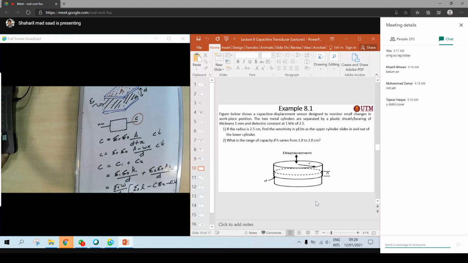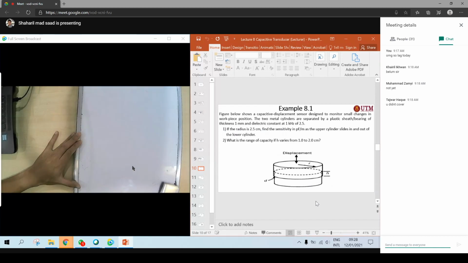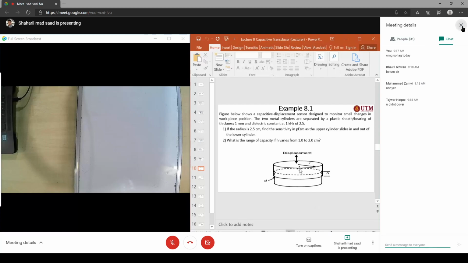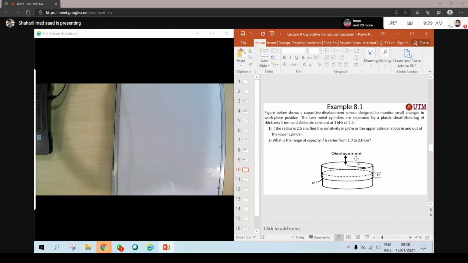Let's look at example 8.1. The figure below shows a capacitive transducer separated by a plastic shell or bearing of thickness 1 mm and dielectric constant at 1 kilohertz of 2.5. If the radius is 2.5 cm, find the sensitivity in picofarad per meter as the upper cylinder slides in and out of the lower cylinder.